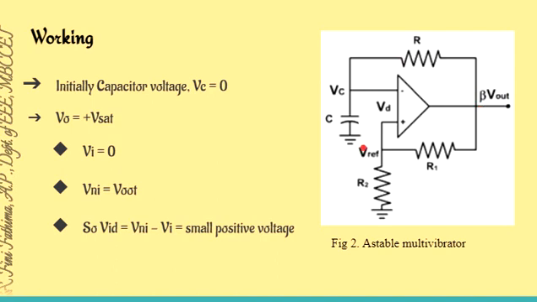The capacitor will charge through the resistor R. The current will flow from this positive output to ground. As a result, the capacitor will charge in the positive direction. So the voltage across the capacitor VC increases. The output remains positive until the voltage across the capacitor is equal to Vref.